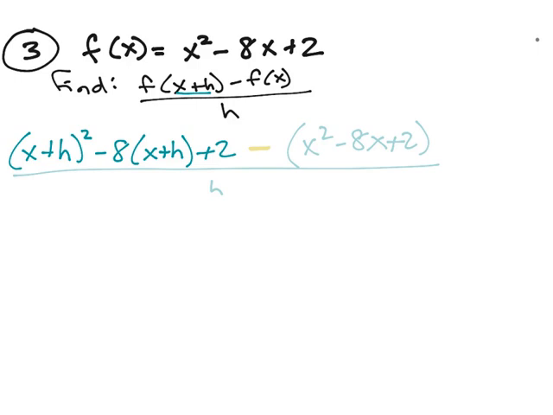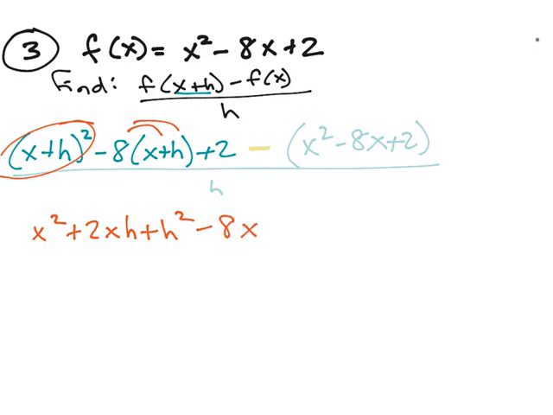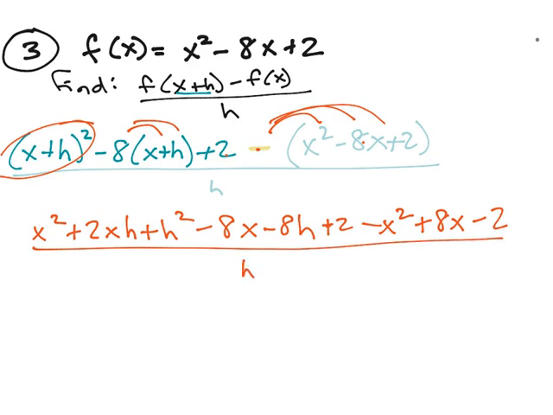Let's simplify in the numerator. So I'm going to square this. x squared plus 2xh plus h squared. Distribute my negative 8, so negative 8x minus 8h. Still have a plus 2. Then I distribute the negative. Minus x squared plus 8x, right, because 2 negatives is a positive, minus 2. We're going to divide all of this by h.